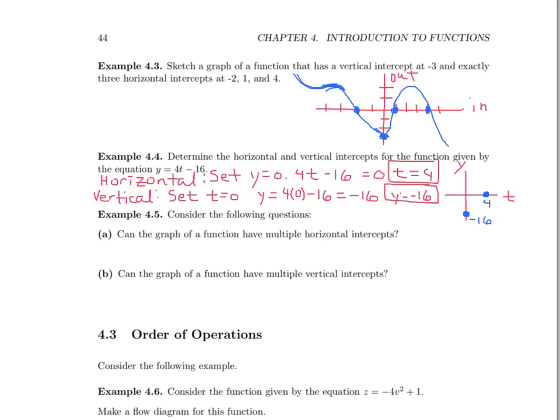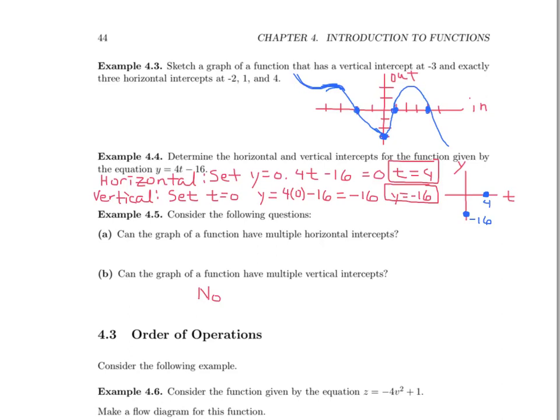So let's think. Suppose we put the number 0 into the function. Is it possible that we could get multiple outputs? The answer is no, because every input has at most one output. So if I put the number 0 into the function, I can get at most one number. Therefore, I cannot have multiple vertical intercepts. So the answer to this question is no.